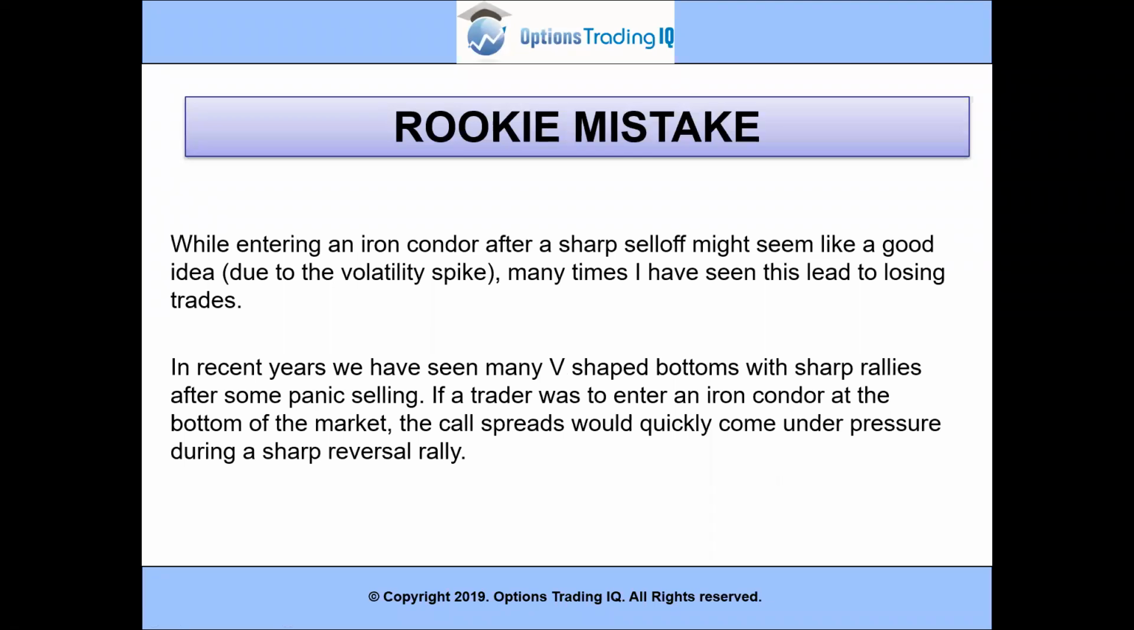So one rookie mistake that I see people making: entering an iron condor after a sharp sell-off might seem like a good idea due to the volatility spike, but many times I've seen this lead to losing trades. In recent years, we've seen many V-shaped bottoms with sharp rallies after some panic selling. If a trader was to enter an iron condor at the bottom of the market, the call spreads would quickly come under pressure during a sharp reversal rally.